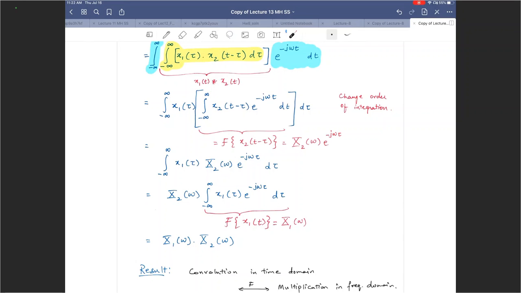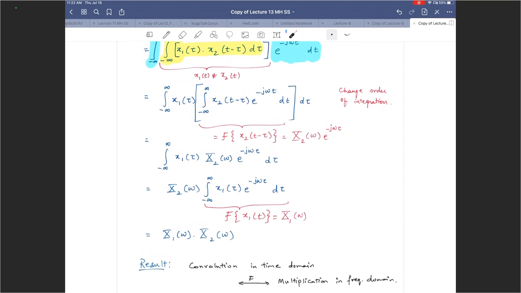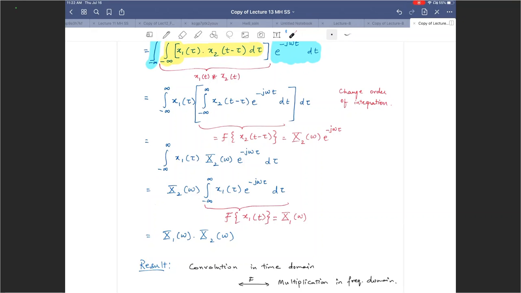So that's a proof of the time domain convolution property. You do a convolution in time domain, it is equivalent to multiplication in the frequency domain. And it actually works the other way as well. We will later on see that if you were to multiply in time domain, it will be a convolution in the frequency domain. Hence the term Fourier transform pairs.